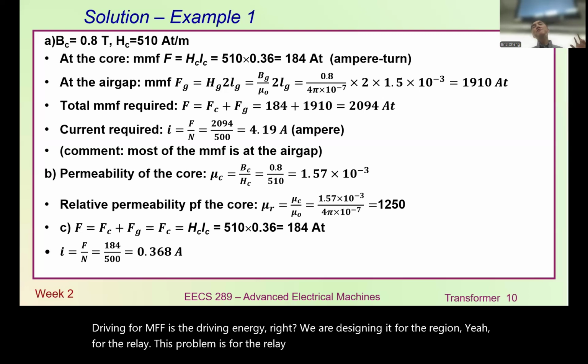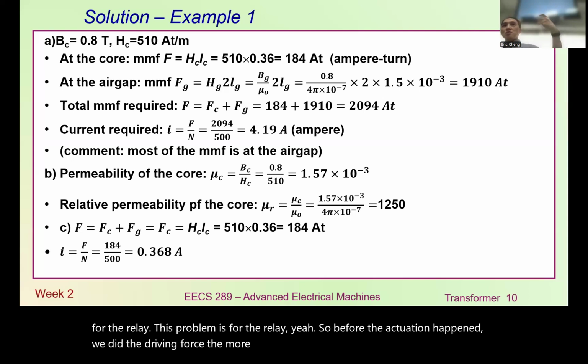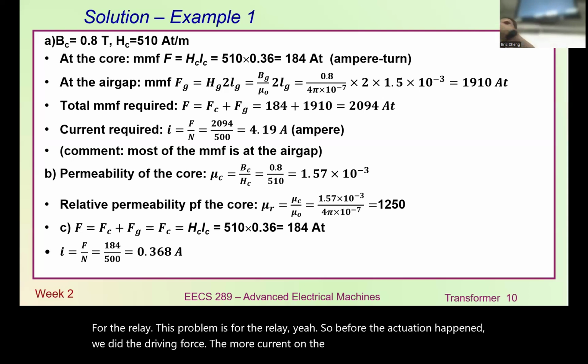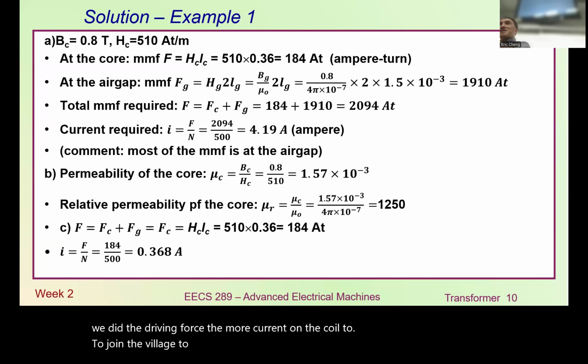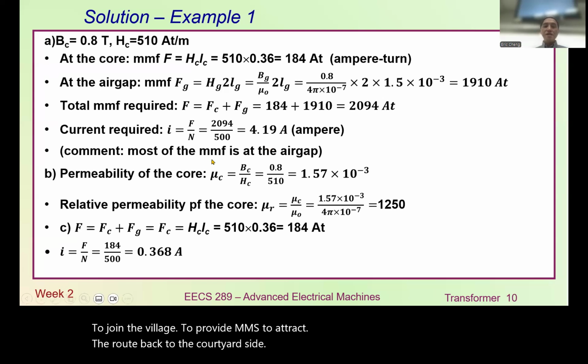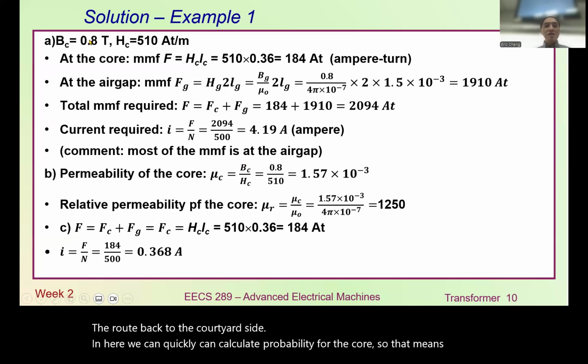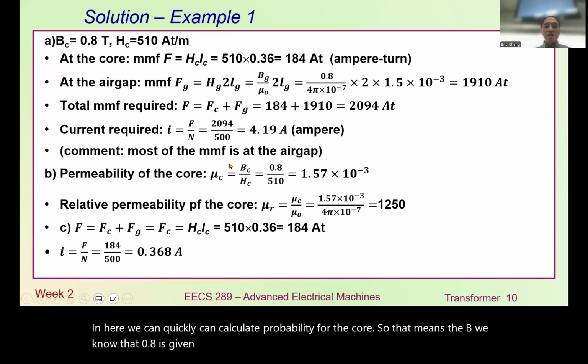So before the actuation happens, we need the driving force, the more current on the coil to drive the relay, to provide MMF, to attract the unit back to the coil side. And then in here, we can quickly calculate permeability for the core. So that means the B, we know that 0.8 is given here, divided by HC, which is also given, then the permeability is equal to 1.57.